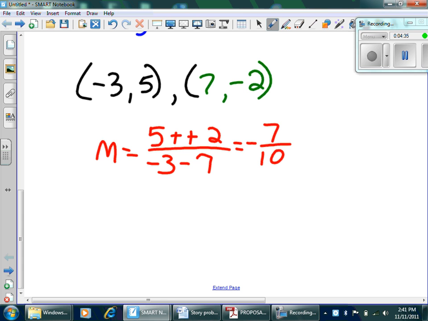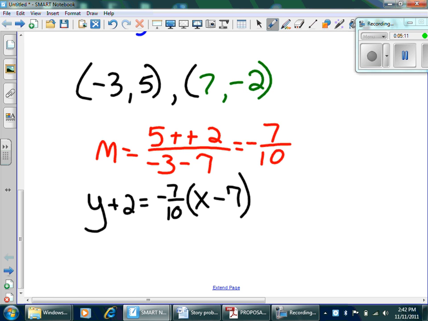And I'm going to keep that negative out front because I'm going to need to use it in a few minutes. All right, I'm going to pick one of my points, whichever point looks friendlier to use. I think they're both kind of ugly. So I guess I will use the part black, part green point. So I'll say y plus 2 will equal -7/10 times the quantity of x minus 7. I will distribute.